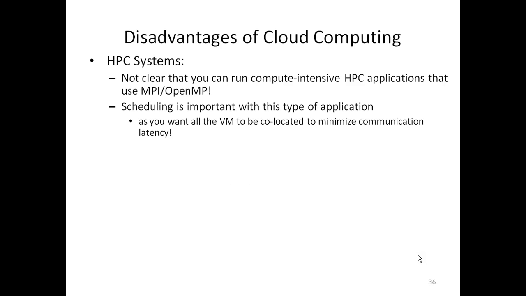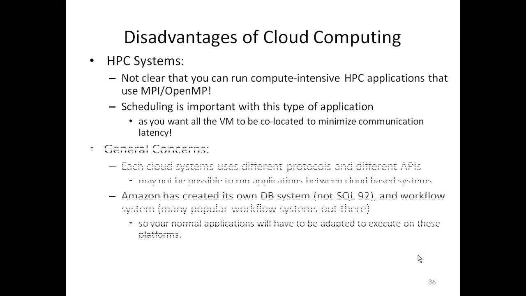Next, coming to HPC systems, the cloud is not clear for compute-intensive HPC applications, which may use MPI or OpenMP. Scheduling is important for this type of application, as you want all the virtual machines to be collated to minimize the communication latency. So scheduling is the first point to be taken into consideration and worked on. Basically, we should work on two points: security and scheduling.